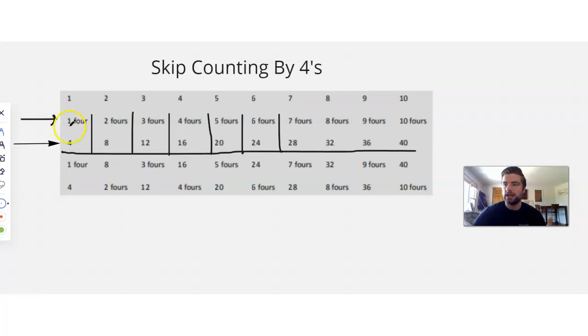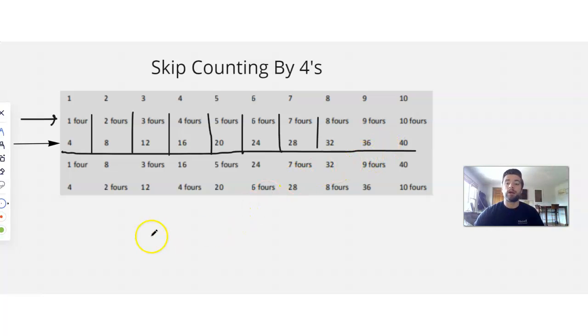So you can also skip count by 4s by saying 1 4, 2 4s, 3 4s, 4 4s, 5 4s, 6 4s, 7 4s, 8 4s, 9 4s, and 10 4s. And it's the exact same thing as saying 4, 8, 12, 16, 20, 24, 28, 32, 36, 40. So my challenge for you today is see if you can memorize how to count by 4s all the way up to 40. And come back tomorrow and it'll be a lot easier if you can do that. So practice today and see how you do.